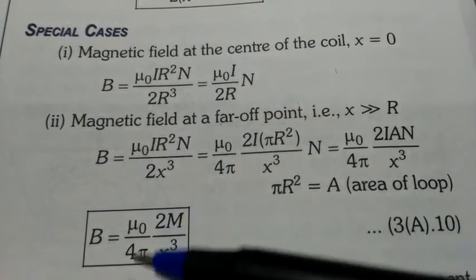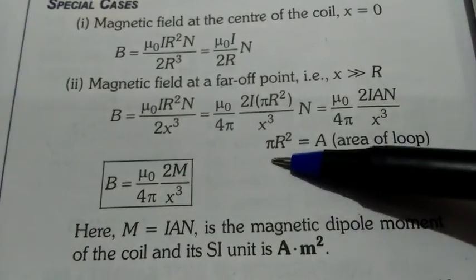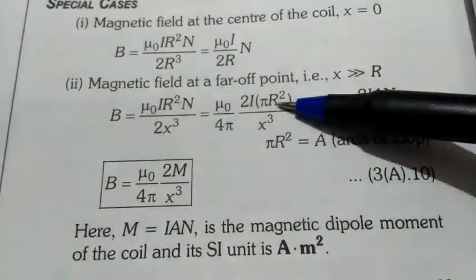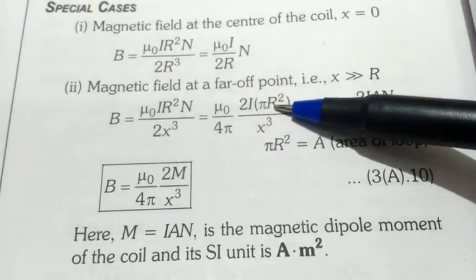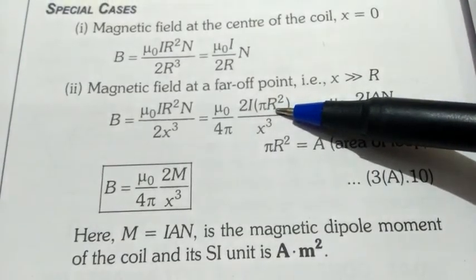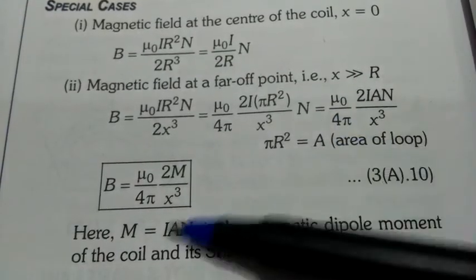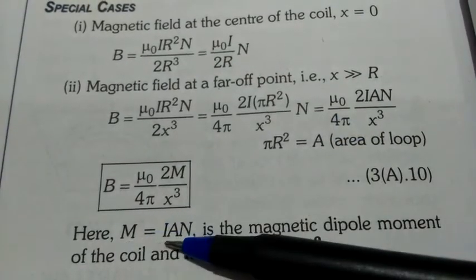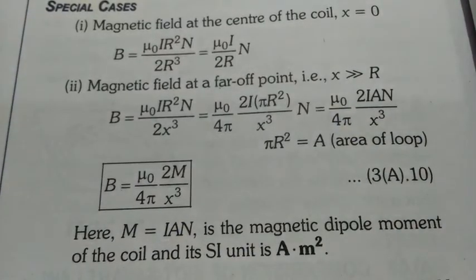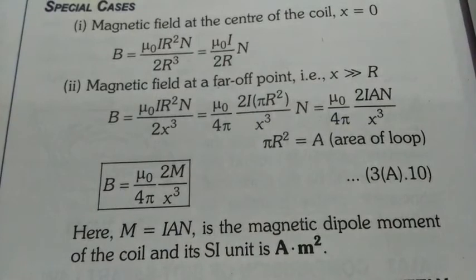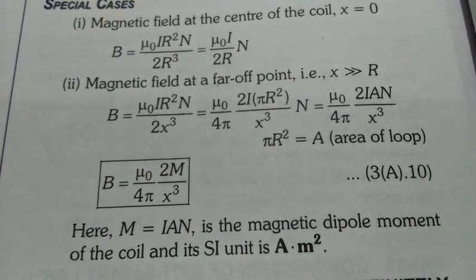Where pi R square, in place of this we put A, because pi R square is the area of the circular loop and we denote area by A. And capital M here equals I A N. It is called the magnetic dipole moment of the coil and its SI unit is ampere meter square.